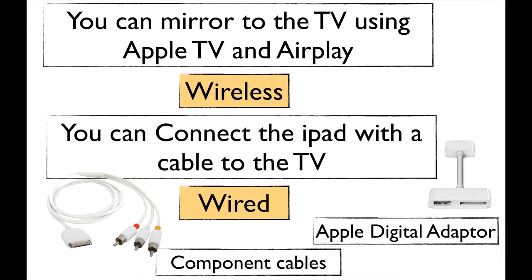And one end of the digital adapter goes into the iPad dock port, which is at the bottom of your iPad. And the other end, you've got a choice of an HDMI cable, which will allow you to connect to the HDMI port of a TV. If you don't have HDMI, then the digital adapter will work with the component cables. Some ways of connecting your TV.